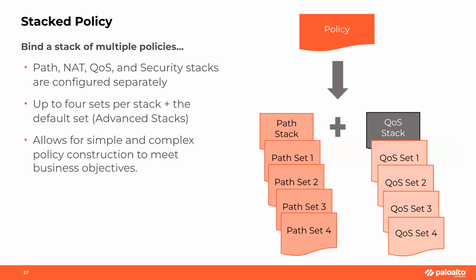Okay, so we're going to talk about stacked policies. Stacked policies is the modern way of policy building within Prisma SD-WAN. For any customers on the call that may have been around SD-WAN customers for a while, we had some previous policy constructs, but now stacked policies is the way that we're doing them. So all of the policies that I've talked about today, path, NAT, QoS, and security, they can all be implemented using policy stacks, and they all have their own configuration sub-screen. So we'll go through some examples showing how you actually implement them.